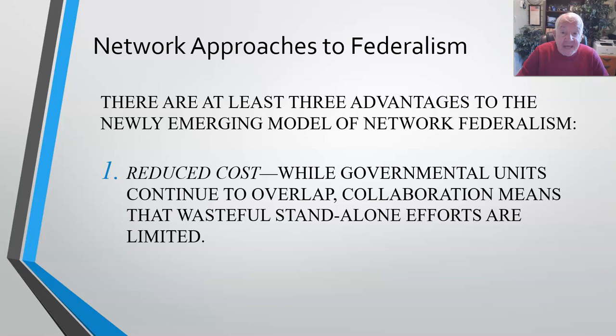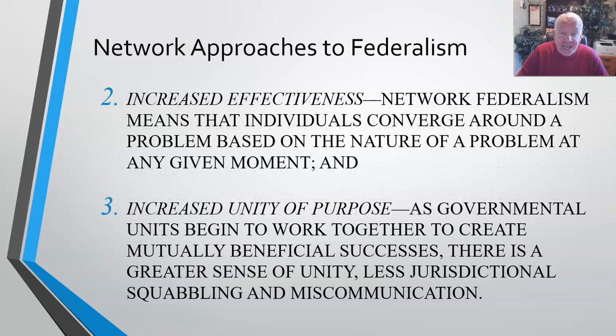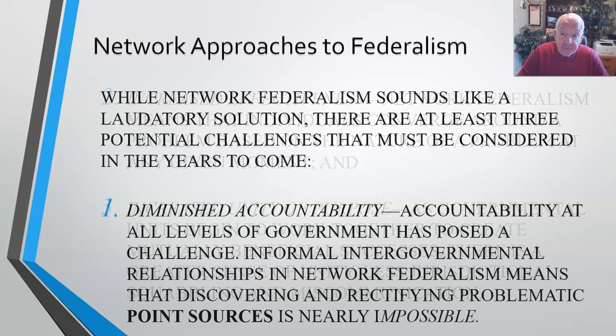There are at least three advantages to the newly emerging model of network federalism. First, reduced cost. While governmental units continue to overlap, collaboration means that wasteful standalone efforts are limited. Second, increased effectiveness. Network federalism means that individuals converge around a problem based on the nature of a problem at any given moment. And third, increased unity of purpose. As governmental units begin to work together to create mutually beneficial successes, there is a greater sense of unity and less jurisdictional squabbling and miscommunication.